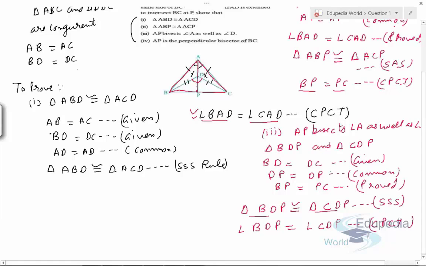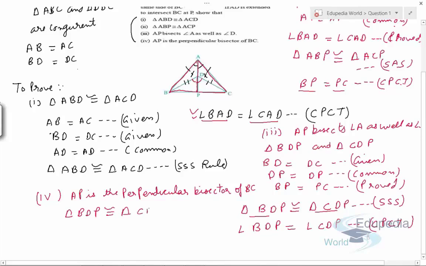Now, the last part says we need to prove that AP is the perpendicular bisector of BC. Now we need to prove that. So let's see how we can prove this. We already know that triangle BDP is congruent to triangle CDP. We have already proved it, isn't it? Now, we can say that angle BPD equals angle CPD by CPCT.